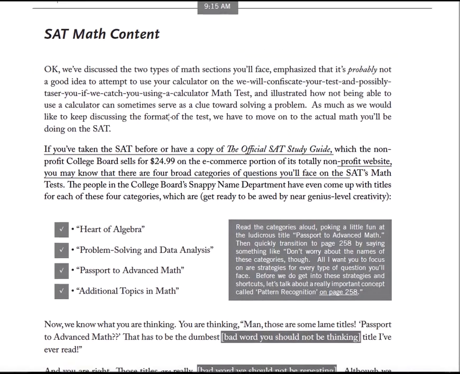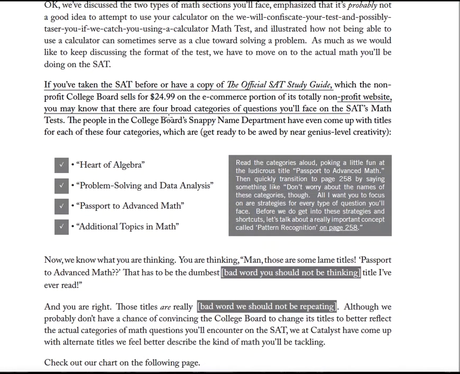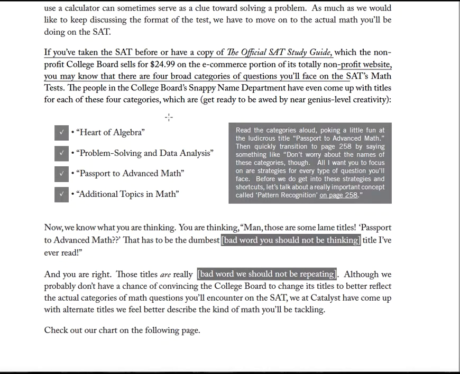In terms of the math content, this is a really quick page. It's almost a little bit just to poke fun at these kind of silly titles that the College Board came up with for the 4 broad categories of math questions. So you can just tell students you're going to face 4 overall categories of math questions. These are the category titles that the College Board came up with. You've got Heart of Algebra, Problem Solving and Data Analysis, Additional Topics in Math, and then this really ludicrous title, Passport to Advanced Math. Don't really worry about those categories.